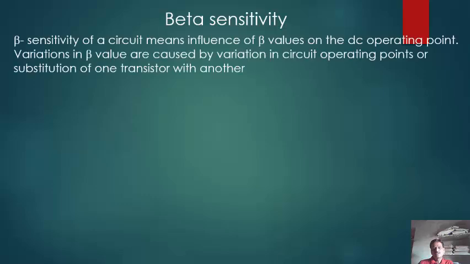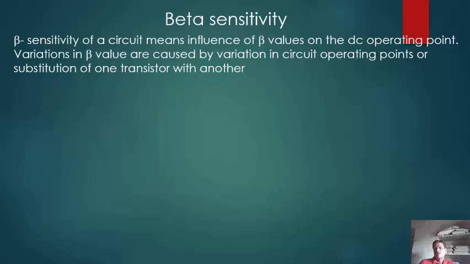Now let us see the beta sensitivity. Beta sensitivity of the circuit means the influence of the beta value on the DC operating point. The variations of beta value are caused by the variation in the circuit operating points or the substitution of one transistor with another transistor.